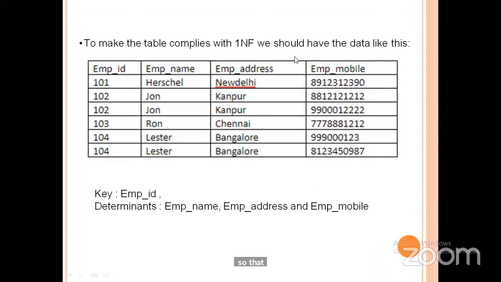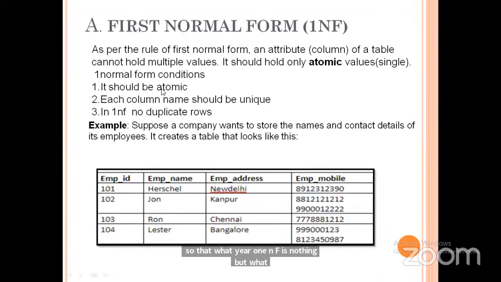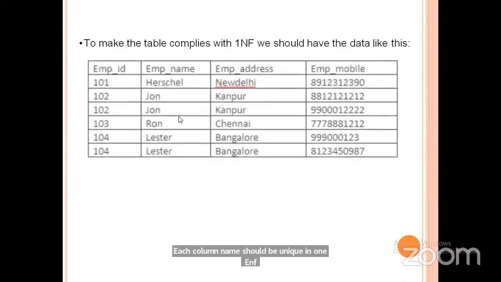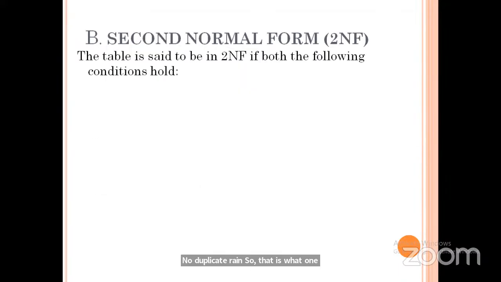1NF is nothing but, what are the conditions of 1NF? It should hold only an atomic value or single value. Each column name should be unique. In 1NF, no duplicate rows should be there. So that is what 1NF, first normal form. Next, second one, 2NF.